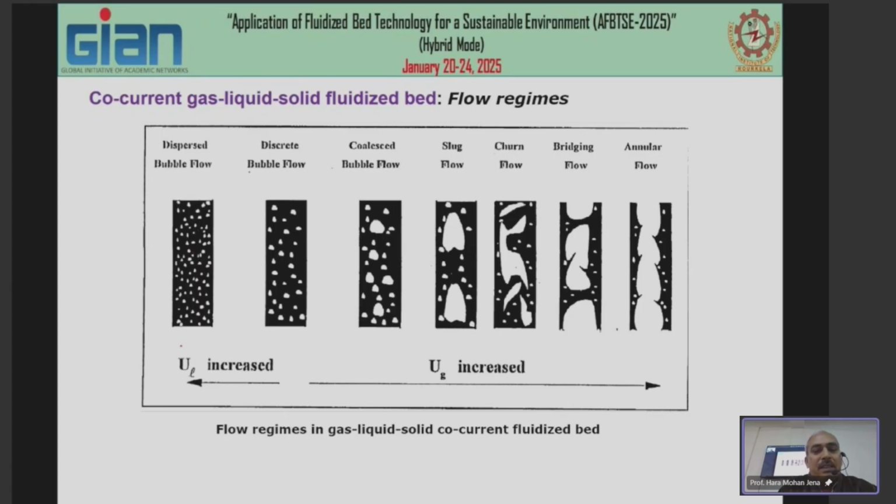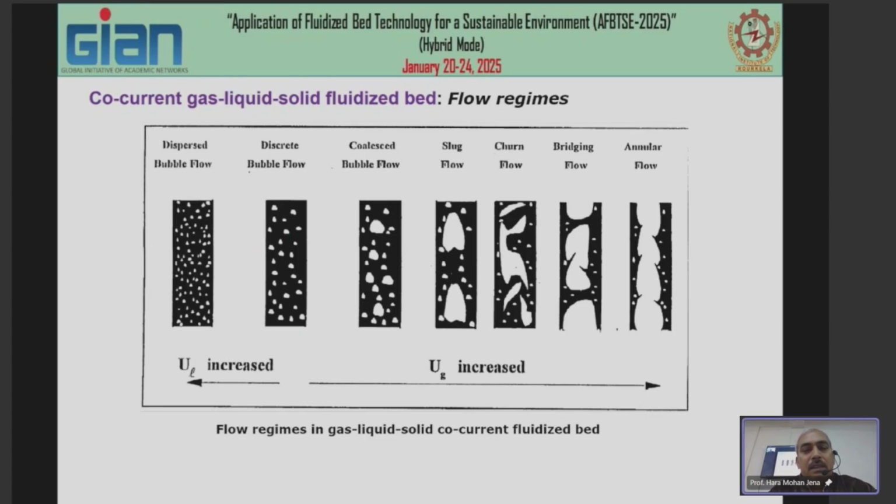Whereas if the liquid velocity is moderate to high and the gas velocity is a little more, then we get discrete bubble flow. Here we get slightly larger bubbles. Because of the moderate to high liquid flow rate, the residence time of the bubbles is more, so the gas holdup in this bed is more.